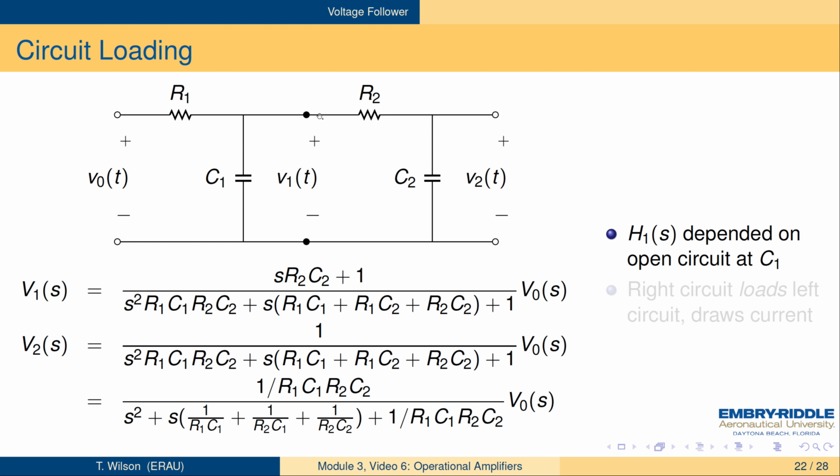So the problem is that when we hook the R2 C2 circuit up here, this R2 C2 network draws current from the R1 C1 network, which keeps the R1 C1 from acting like a voltage divider.